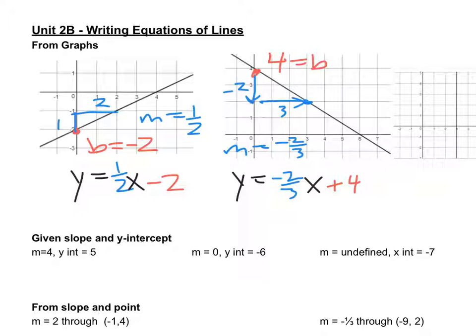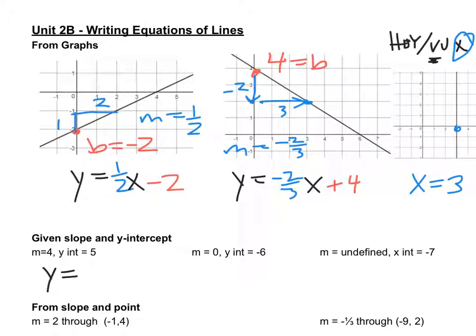The last one is not a slanted line. If it's not slanted, that means it's either a Hoy or Vux equation. This is a vertical line, which means that the equation is going to be x equals a number. So x equals, where is it passing through? 3. The next set of problems that we did where you were given your slope and your y-intercept and you wrote the equation. This literally is as easy as y equals mx plus b. Y equals 4x plus 5.